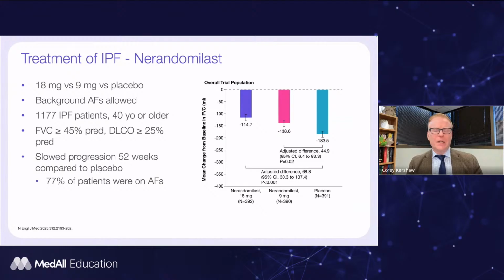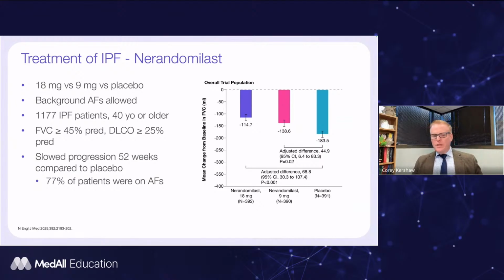They had to have mild to moderate disease, FVC greater than or equal to 45% of predicted, and a diffusion capacity greater than or equal to 25% of predicted. What we can see, on the panel on your right, is that at 52 weeks, the progression of patients taking the 18 milligram, and indeed the 9 milligram dose of nerandomilast, was much slower than in patients who were not taking nerandomilast.